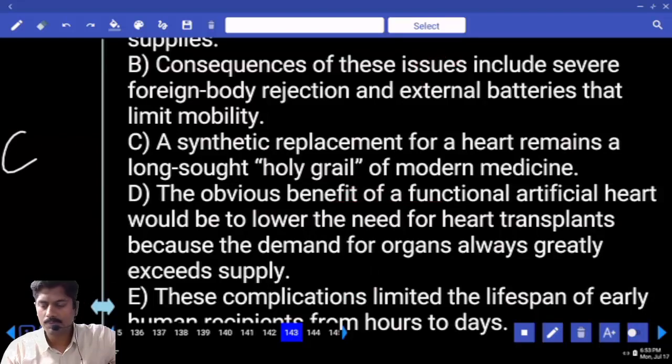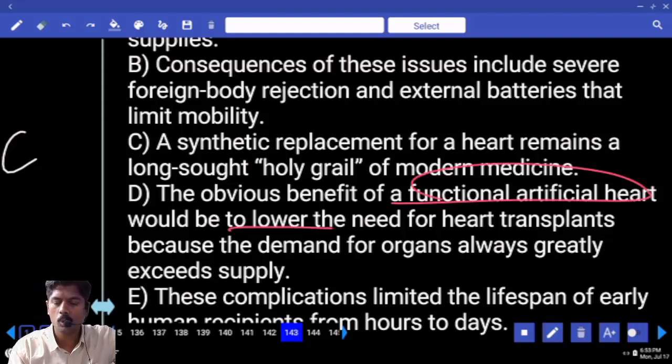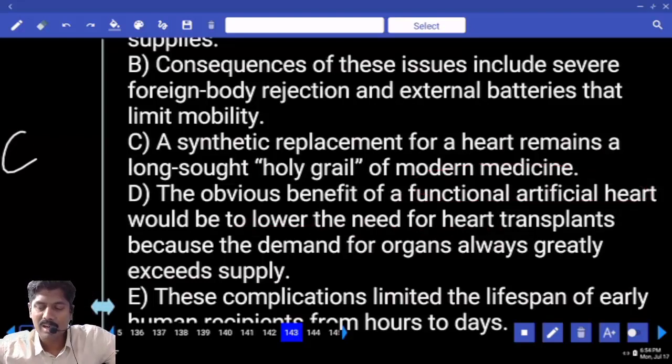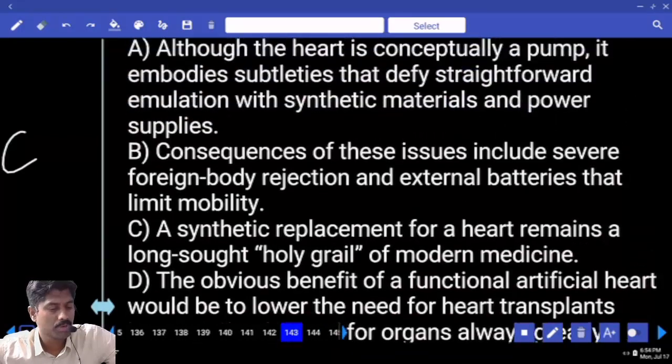The obvious benefit of a functional artificial heart would be to lower the need for transplantations. Why do we require this functional artificial heart? To reduce the necessity of these transplantations. Why? Because the demand for organs always greatly exceeds supply. Blood we can somehow donate, people can get, but organ supply is always less. Demand exceeds. So why should a functional artificial heart come? He said what happens when it comes.